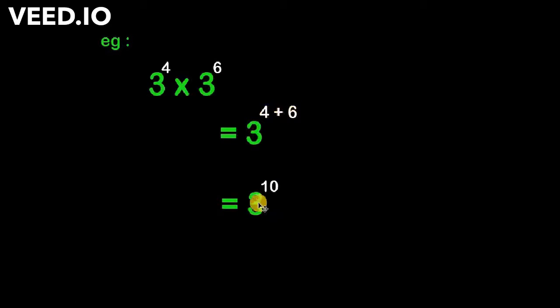Let us solve a few examples for product law. Here we have 3 to the power of 4 into 3 to the power of 6. What does our law say? When we are multiplying with the same bases of different exponents, we need to just add the exponents keeping the base as it is, right? So we have 3 raised to the power 4 plus 6. On adding the powers, we get 3 to the power of 10.